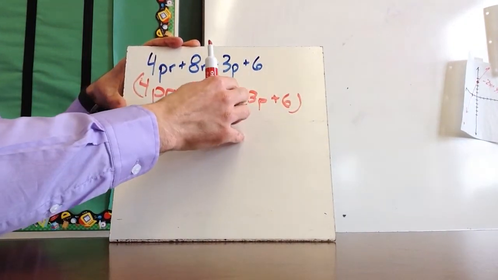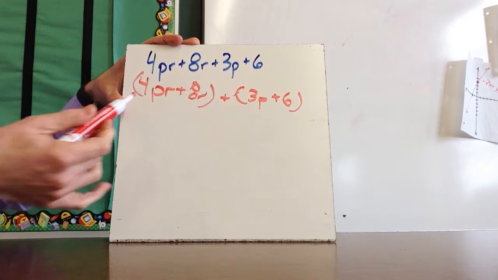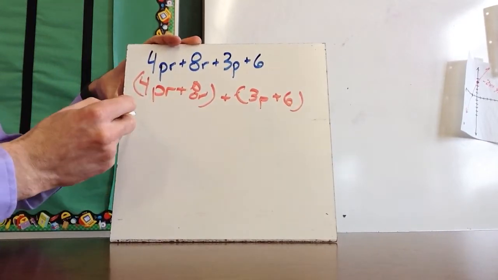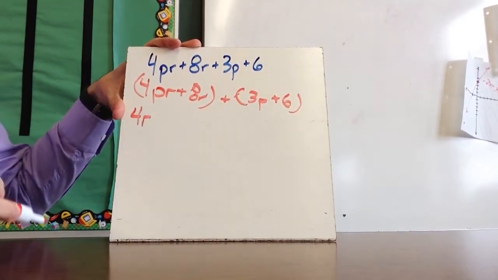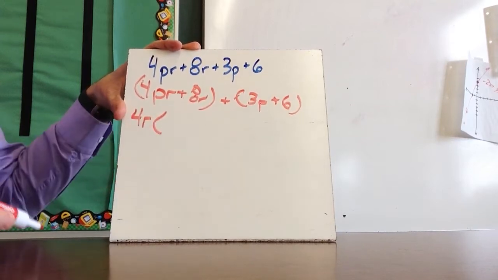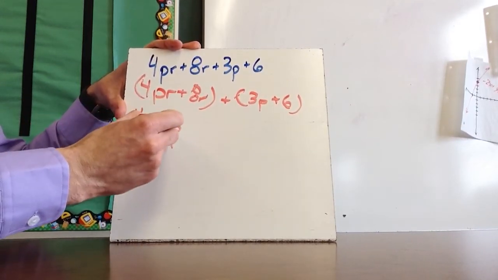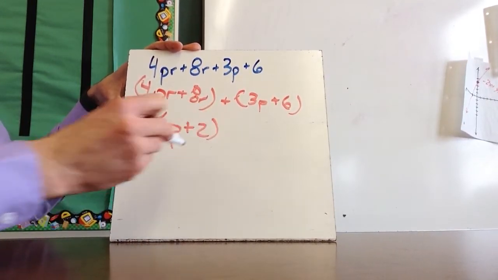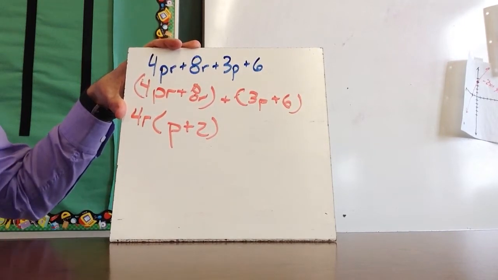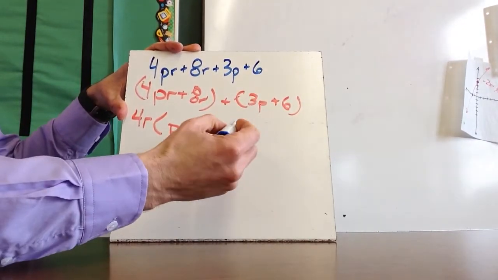Now in common, these have a 4r in common. And so now this becomes p plus 2. Okay, and then I'll switch colors. Over here, these 2 have a 3 in common.